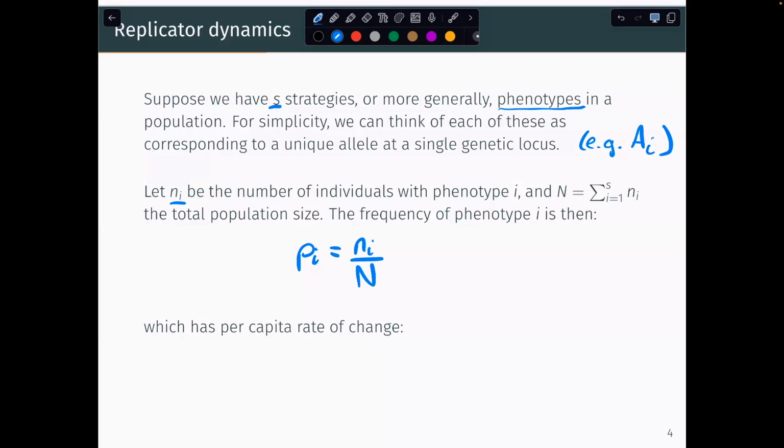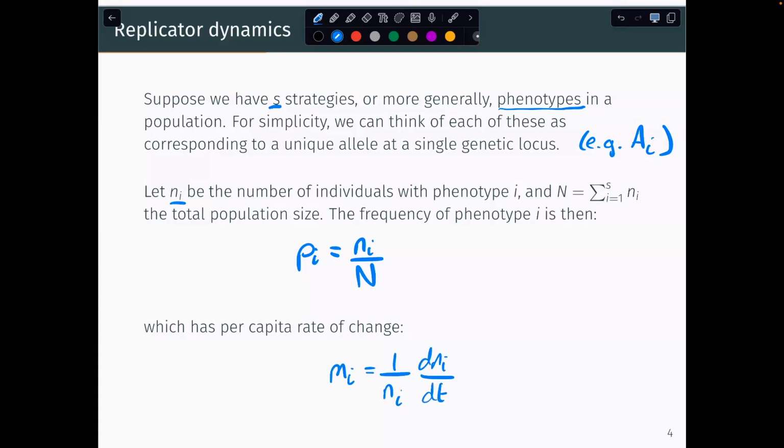We're going to define this to have a per capita rate of change. So the per capita rate of change of the number of individuals with phenotype i is ultimately given by M_i, which is going to be 1 over N_i, dN_i/dt.